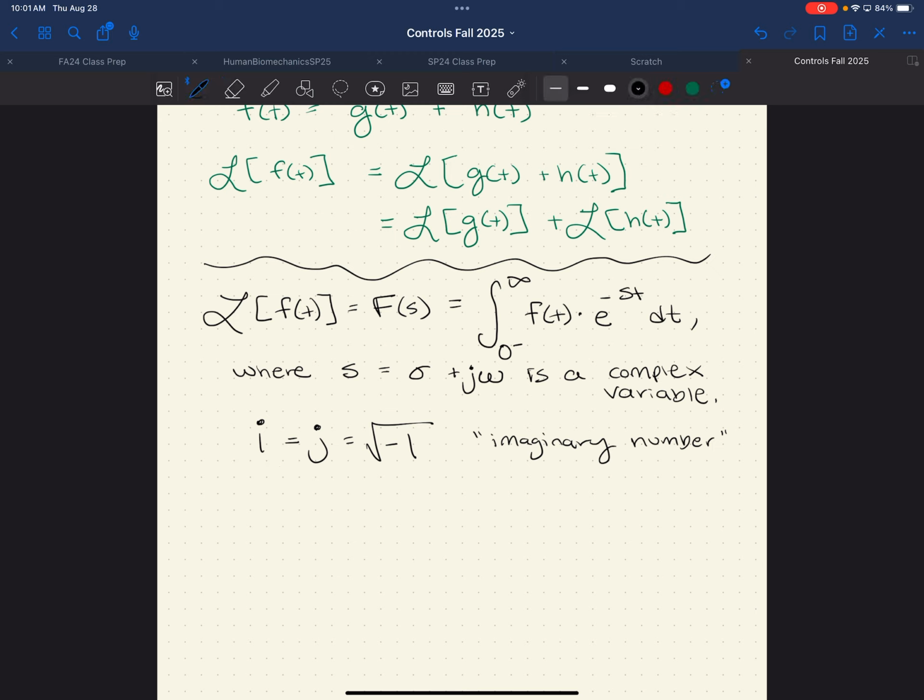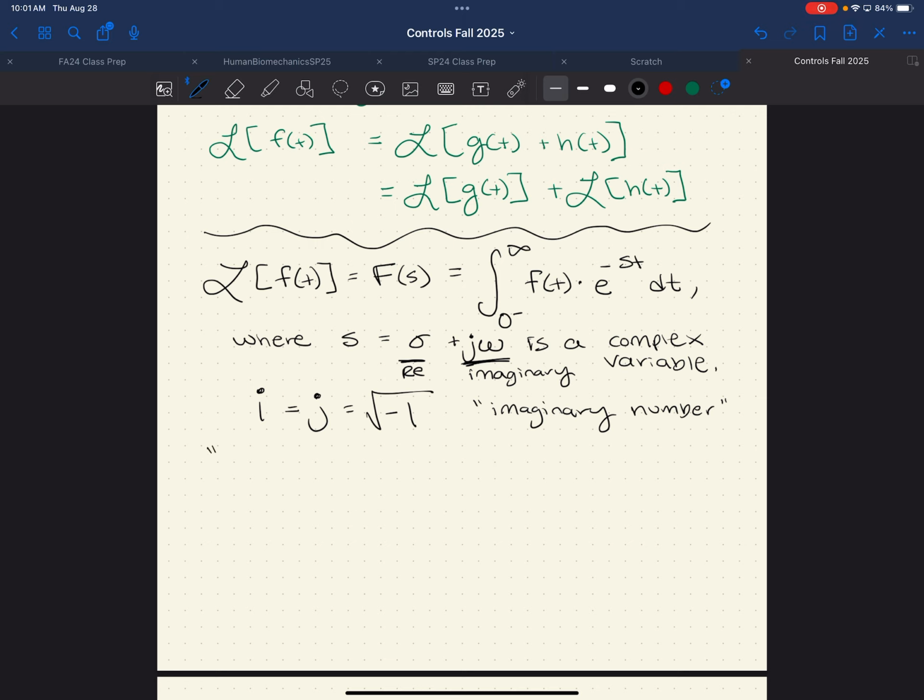Okay. So a complex variable is not just the imaginary part. A complex variable has a real part, right? So this is the real part. And this is the imaginary part, the part that multiplies with i or j. All right, just wanted to do a quick aside on complex variables.